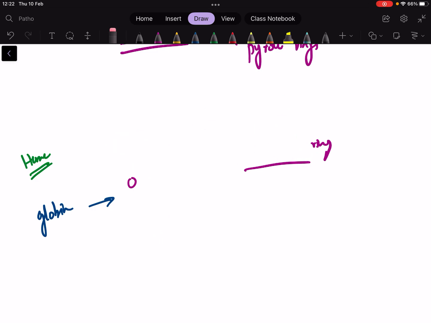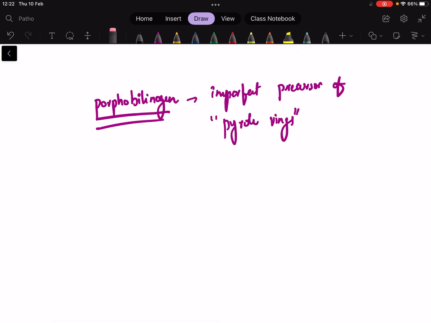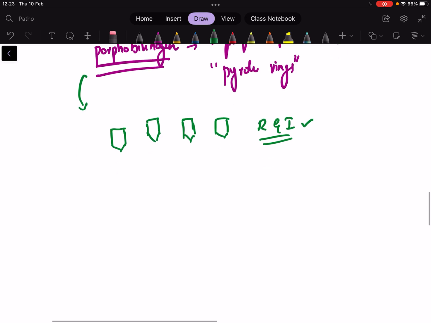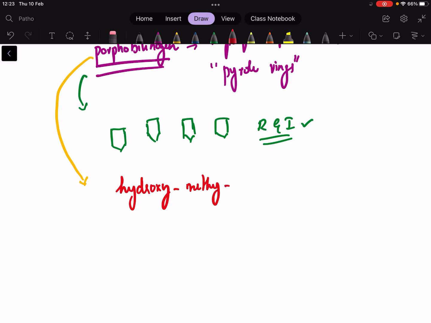So we need 4 perfect pyrrole rings. I already told you that the porphobilinogen ring is an imperfect precursor of pyrrole rings. Suppose these are the pyrrole rings, they are randomly arranged and they are imperfect. As you can see, they are randomly arranged and imperfect. So what we have to do is convert this porphobilinogen into a compound called hydroxymethylbilane.